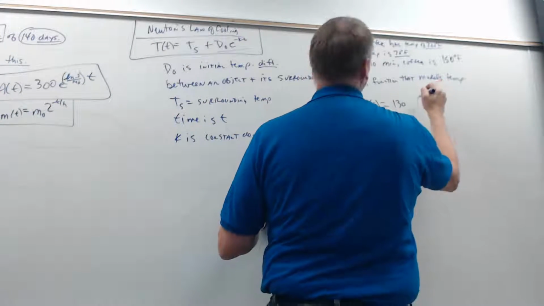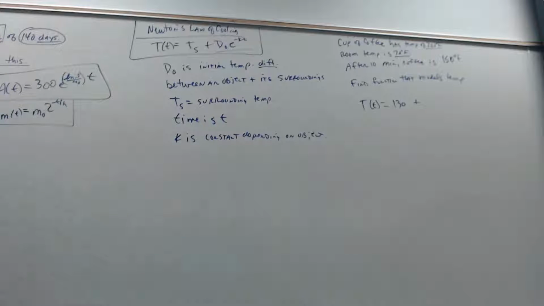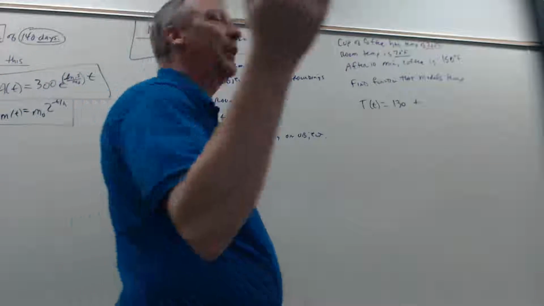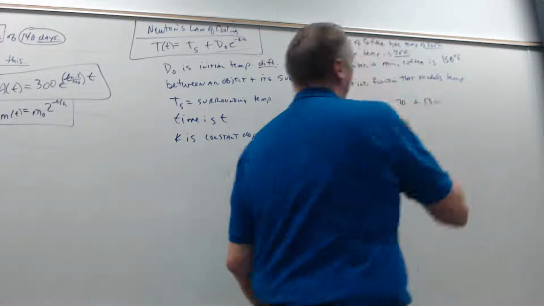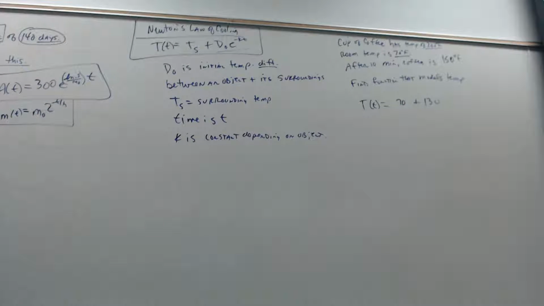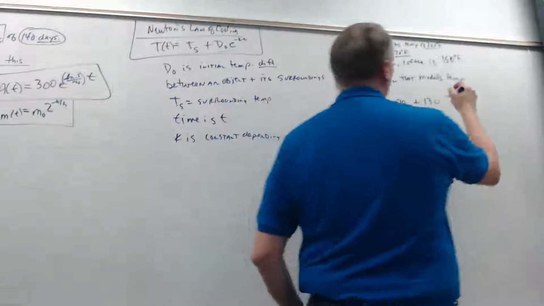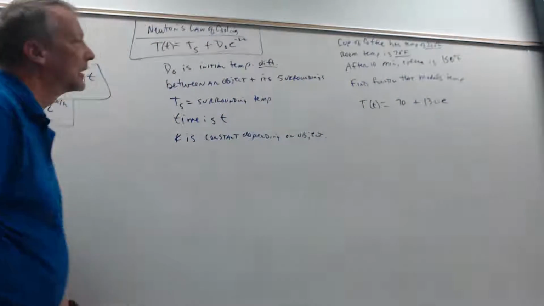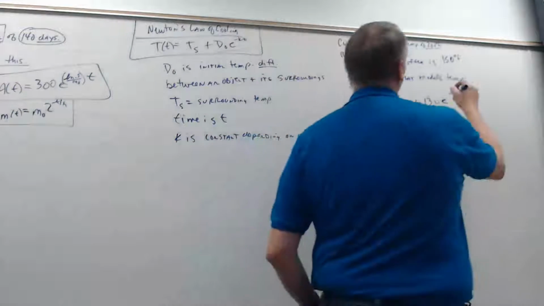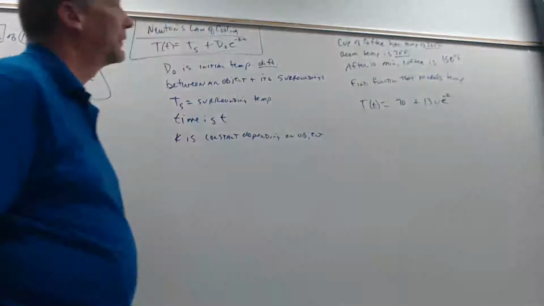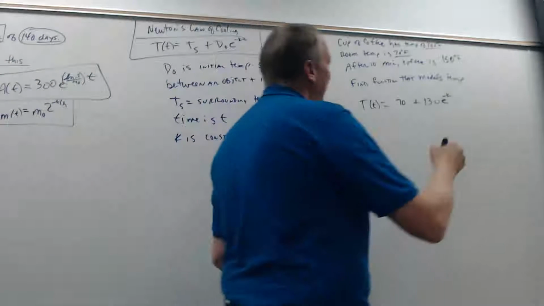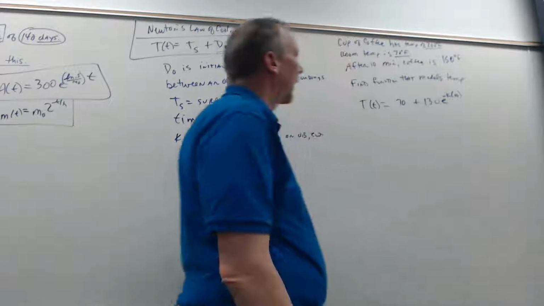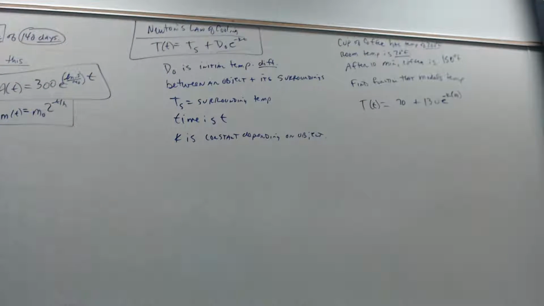Plus the initial difference, which is 130. I mixed up, you were right. This is 70, this is 130. All right, so we have 70 plus 130, and then e to the negative k. We don't know what our constant is yet. And then the time is after 10 minutes, so this is going to be measured in minutes. So we need to figure out what k is.